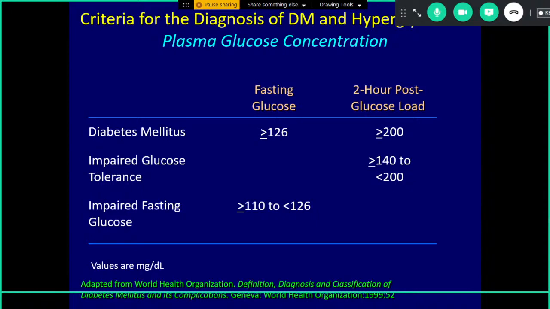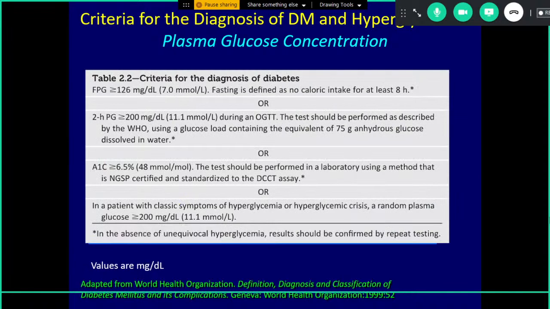And 200 is equivalent to that. Normally, somebody with a fasting glucose in that range will have a post-load value in the vicinity of 200. Okay.